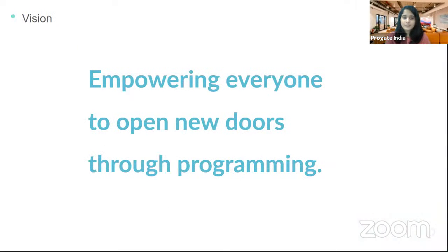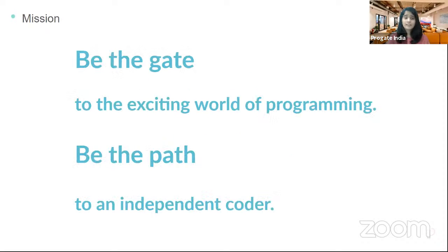About the vision, the vision of Progate is to empower everyone to open new doors to programming. We want to help you with the power of programming because we believe that this can help you achieve your goals in the future. The mission is to become the gate so that you can take your first steps into the exciting world of programming, and not only that, but also help you with the path so that you can become an independent coder. So this was a bit about the vision, mission, and what Progate is.